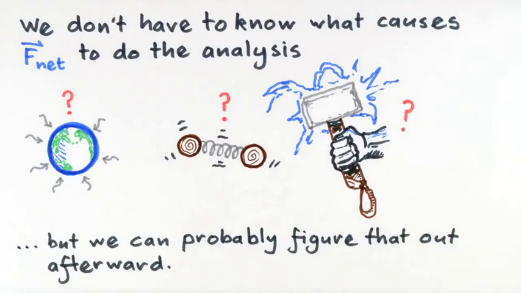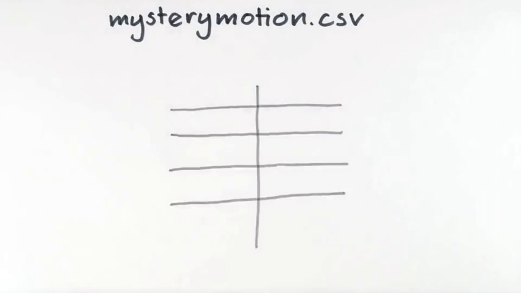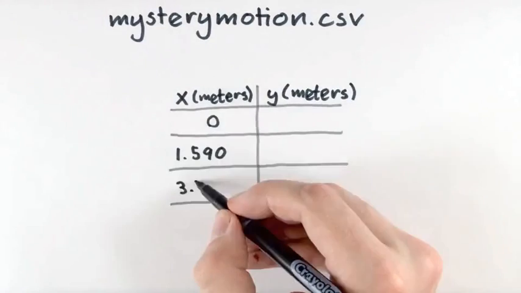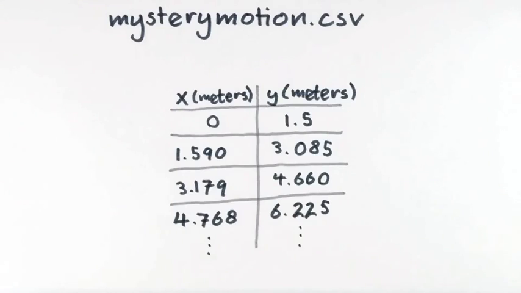Here's what we know about the motion. We have a CSV file containing the x and y positions of our system. We show the first few entries here. You can download the file from the link that should pop up now. As always, we encourage you to try the analysis we discuss here on your own.